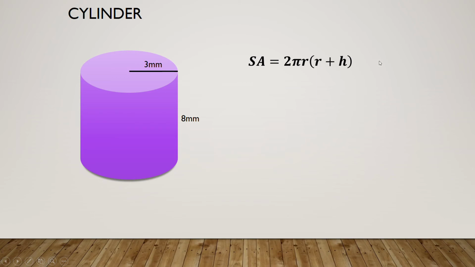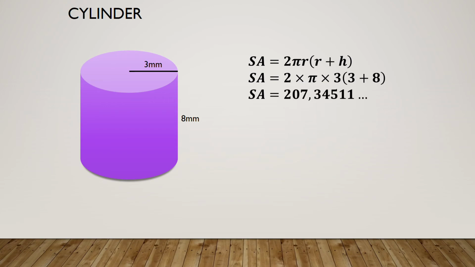If I sub in all my values, my radius is 3 and my height is 8. And then I literally just plug that into a calculator. 2 times pi times 3 times open bracket 3 plus 8, and I get a whole bunch of decimals, which I will then round off to however many decimals the question asks of me. Usually it's 2 decimals, but just check. I'm going to round off to 207,35 millimeters squared. So cylinder is probably the easiest one.